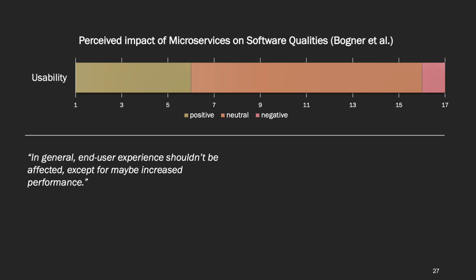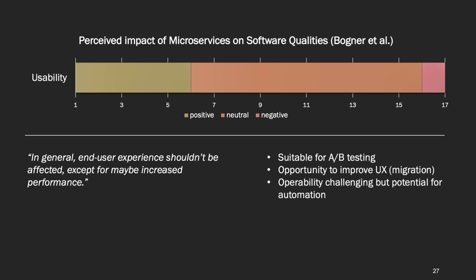Usability was generally seen as not impacted, or as one of the participants phrased it, in general, end user experience shouldn't really be affected by microservices except for maybe increased performance. Interestingly, one participant even highlighted the suitability and ease of use for A/B testing. Some companies in the process of migrating use this opportunity to also improve their user experience with a new front end. But this could be also attributed to the process of the migration itself rather than the architectural style.